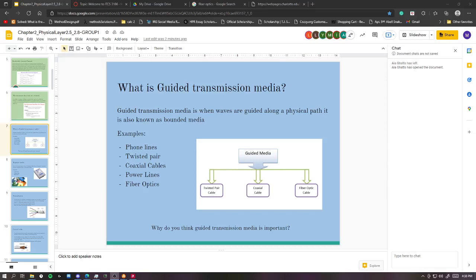What is guided transmission media? Basically, guided transmission media, in simple terms, is just when waves are guided along a physical path. It's also known as bounded media. Some examples of things that use guided transmission media are phone lines, twisted pair cables, coax cables, power lines, and fiber optics. Here's just an image that gives examples of things that I just said.